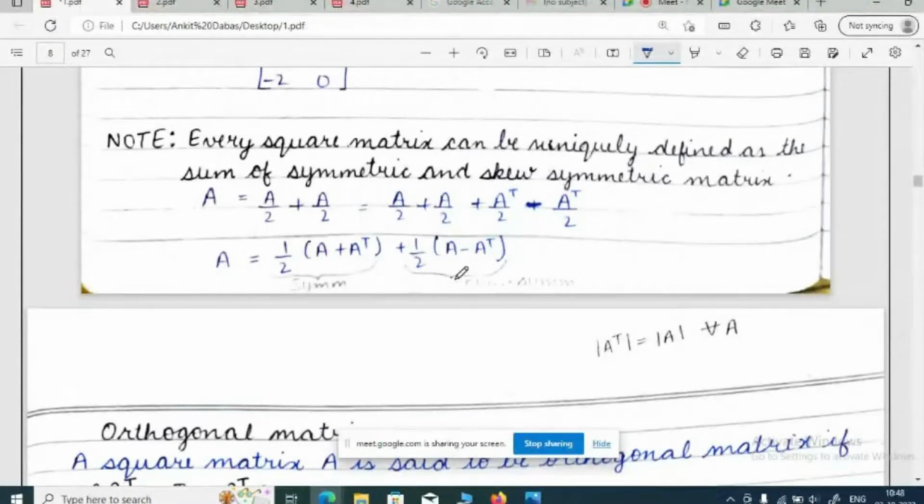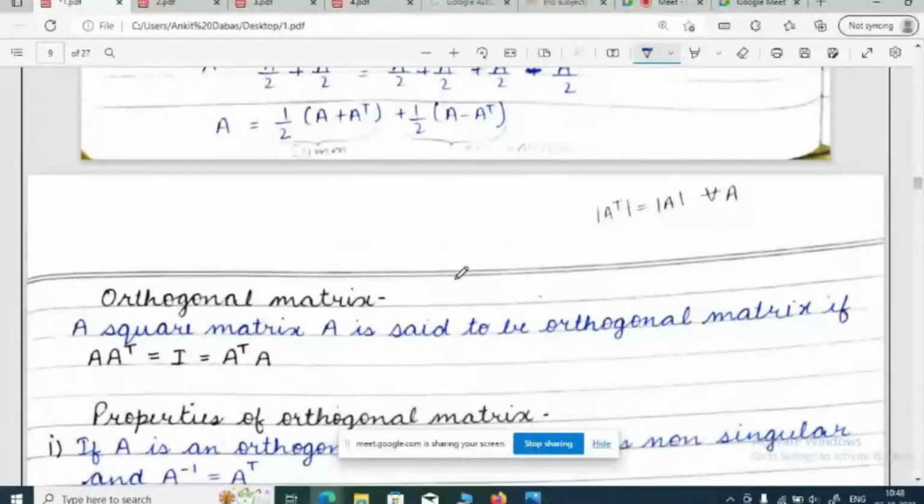So if in any question it is asked that you are given a matrix A, and what will be the symmetric part of that matrix, then it is equal to 1 by 2 of A plus A transpose, and the skew-symmetric part of that matrix is 1 by 2 A minus A transpose. You can easily verify that half of A plus A transpose is symmetric, and half of A minus A transpose is skew symmetric.